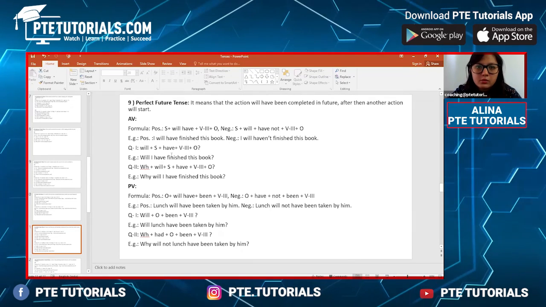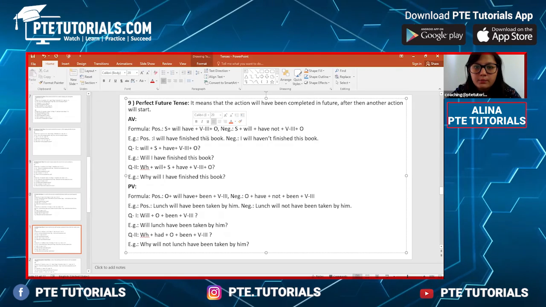Okay, so subject plus will have. You will see that for future, will is always used. For the perfect sense, have is also used, and verb 3 for the perfect indication. So subject plus will have plus verb 3 plus object. Negative will be subject plus will have not plus verb 3 plus object. Question 1 would be, will I have finished this book? Why will I have finished this book?